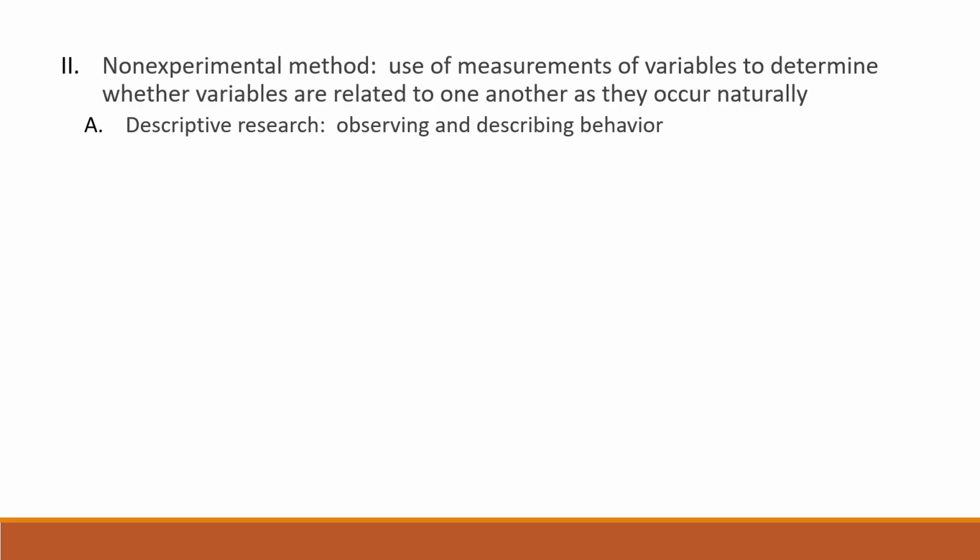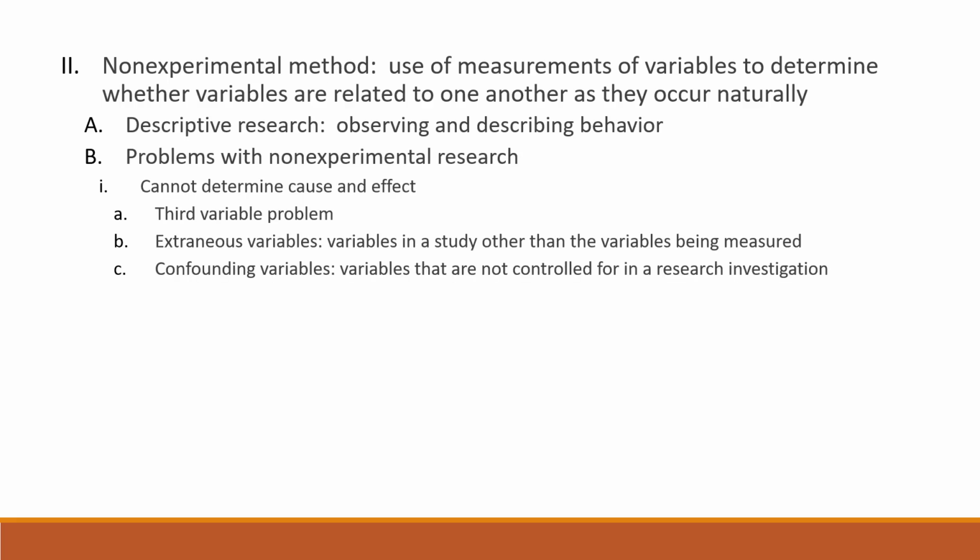The non-experimental method is also known as a correlational method. And as you know from correlations, this method has measurements of variables to determine whether variables are related to one another as they occur naturally. So you're not manipulating the variable in any way. We can also look at descriptive research, which is observing and describing behavior, again, as it occurs naturally. We aren't changing anything. This might be done through, say, observation or going back to look at census data.